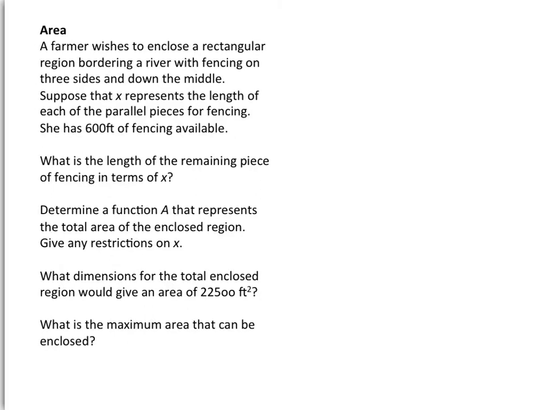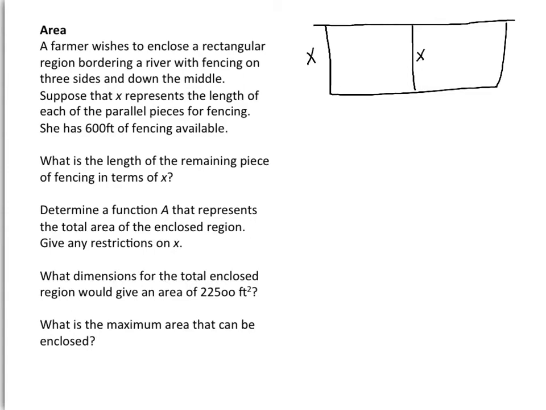Here's the river. And then we've got fencing on 3 sides and a piece down the middle. X represents the length of each of the parallel pieces. So there's X, X, X. We have 600 feet of fencing available. So the first question, what is the length of the remaining piece of fencing in terms of X?